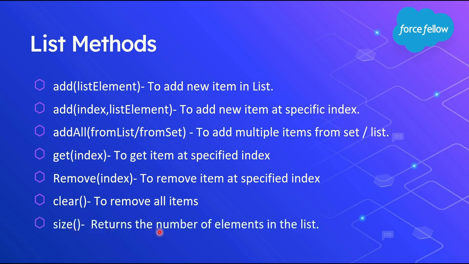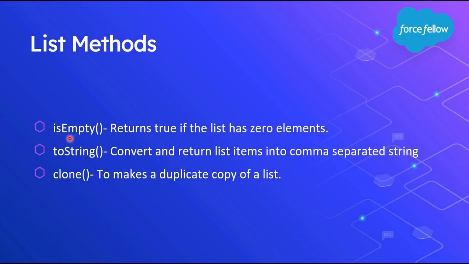And the size method will return the number of elements in the list. I mean how many elements we have in the list. So in our case we had four, so this method will return four in our case. And next we have the isEmpty method, which will return true if we have 0 elements in our list and false if we have at least one item. And toString will convert and return the list items into a comma separated string. And the clone method can help us to make a duplicate copy of a list. So if we have a requirement where we want to make a duplicate copy of a list, then we can use the clone method. Okay, so we have discussed all the important list methods.